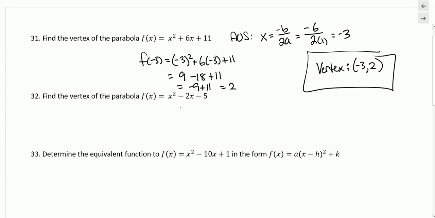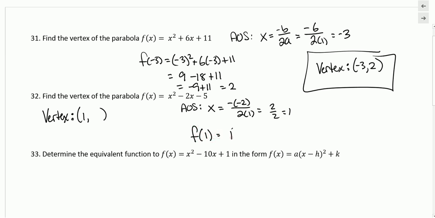32, we're going to approach the same way. And we get negative 6 for the y value, and 1 for the x value.